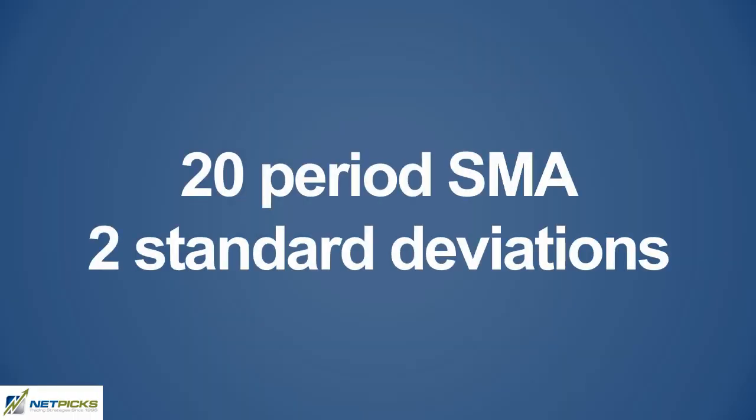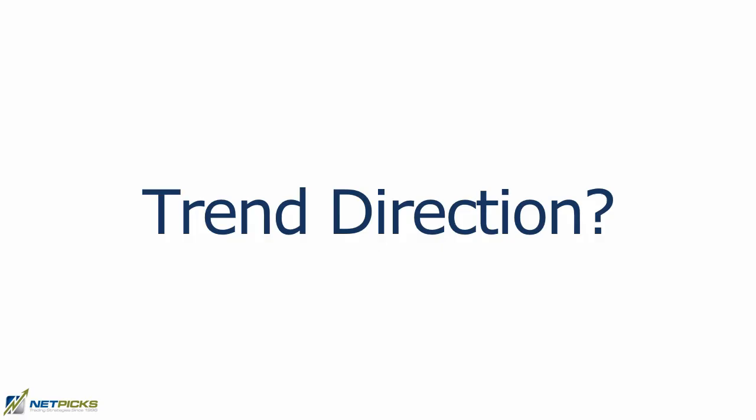We're going to use a 20 period simple moving average for the middle line, and our standard deviations will be set to 2. And you're going to be looking for an increase in volatility as well as support levels or resistance levels being broken. Now, the strategy is going to use breaks at these levels, and these breaks will actually indicate the trend direction.